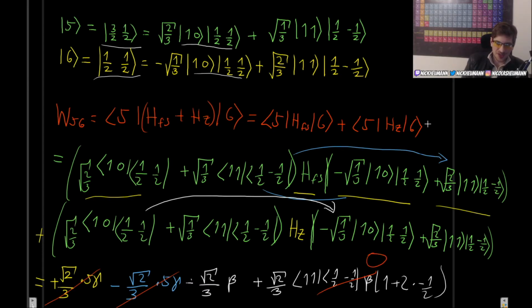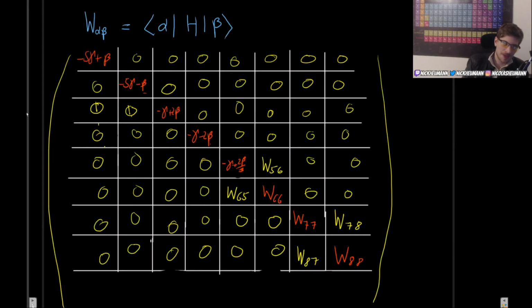So what is our result? We get that W56, which is the same as W65, is minus square root of 2 over 3 beta, right? This part right here is the only one that survived. Okay, we are nearing our objective. So this is minus square root of 2 over 3 beta, minus square root of 2 over 3 beta. Okay, W66. Let's go.